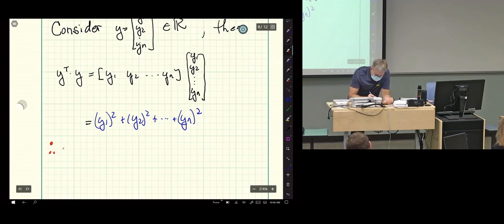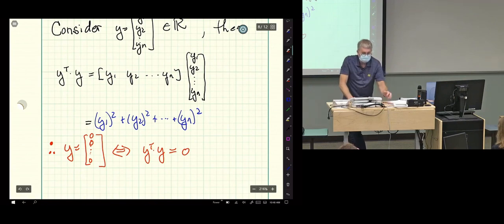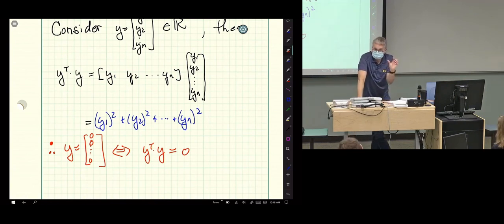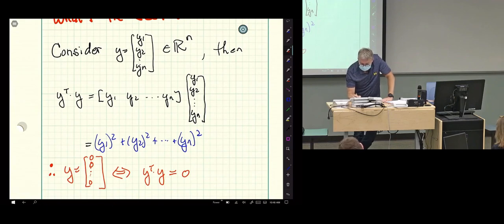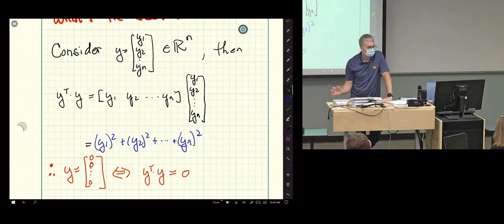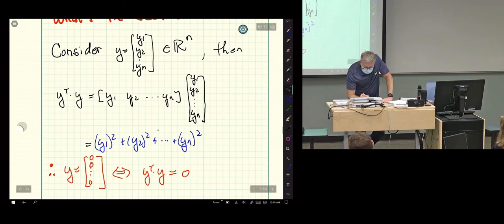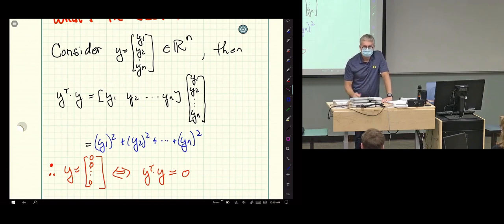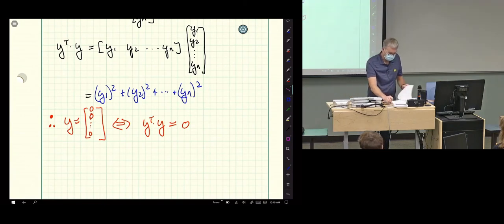So I claim y is equal to the 0 vector if and only if y transpose times y is equal to the 0 scalar. Okay? It's a little simple observation. It's going to have big importance. Let's see if we agree this is true. The only way this thing adds up to 0 is if every single one of these elements are 0. That's absolutely, positively true. If y14 is 0.1, and I square it, I still get something that's not 0, okay? So this is equal to 0 if and only if this is equal to 0.